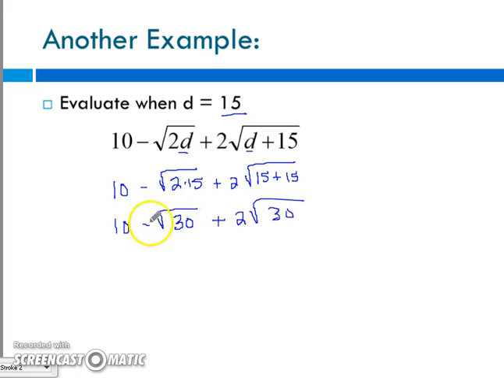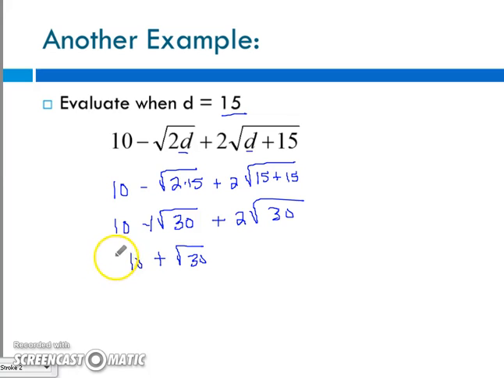Now these two are like terms. The square root of 30, so minus the square root of 30 plus 2 square root of 30. This is like you're looking at the numbers in front. So a minus 1 plus 2 would end up being 10 plus the square root of 30, because you're looking at the numbers in front. So a minus 1 plus 2 leaves you with a positive square root of 30 left over. And then 10 plus the square root of 30.